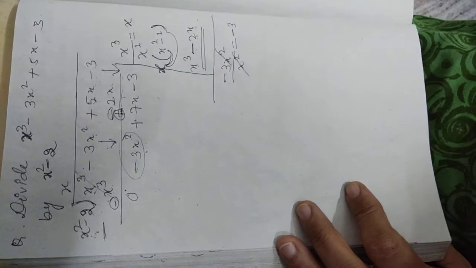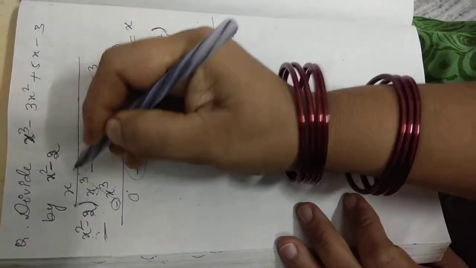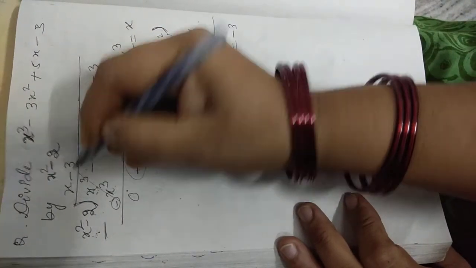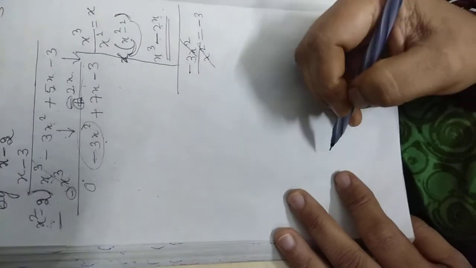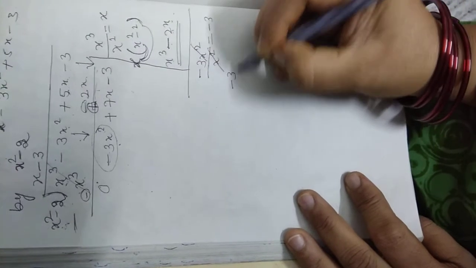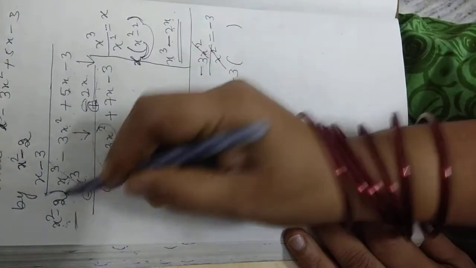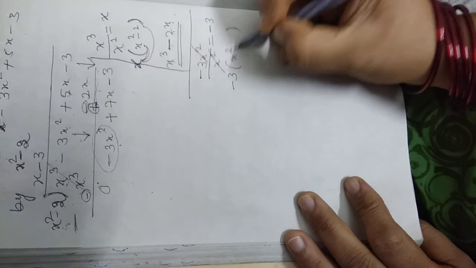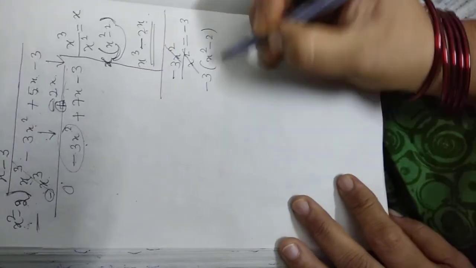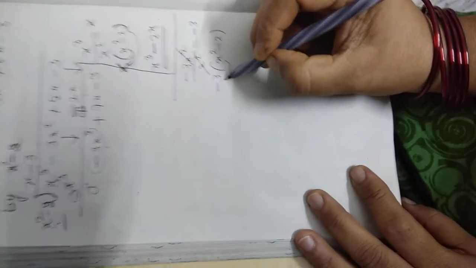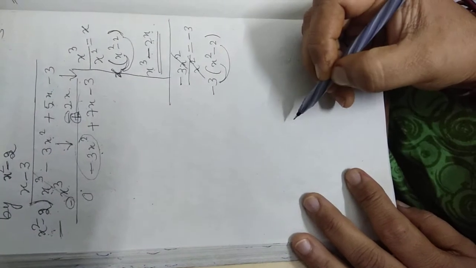Where to write this minus 3? Tell me. Yes, very good. You have to write it here in the quotient. Now the next step: yes, minus 3 multiplied by the divisor. What is the divisor? X square minus 2. Very good. Now minus 3 multiplied with both the terms of the bracket.